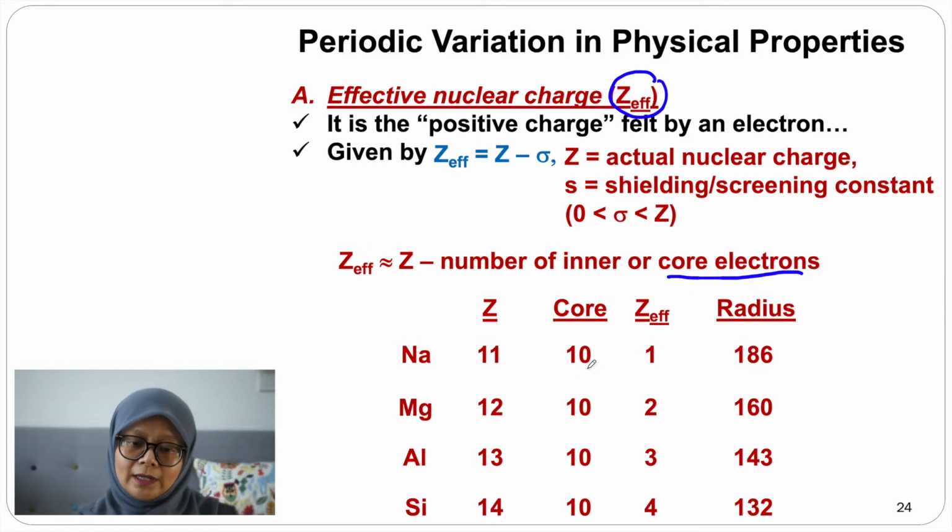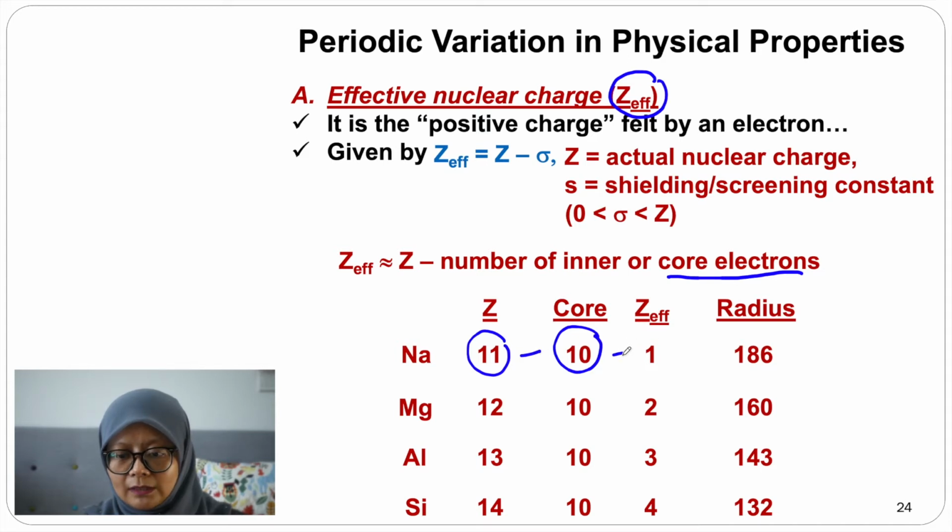Let me give you one example here. For example, we have sodium with an actual nuclear charge of 11, and it has 10 core electrons. So the Z effective here is 11 minus 10, which gives you 1. The radius for sodium here is 186 pm. So this is in pm.